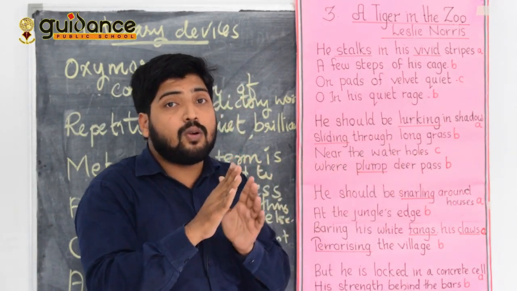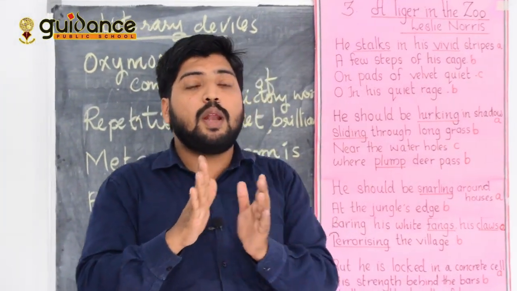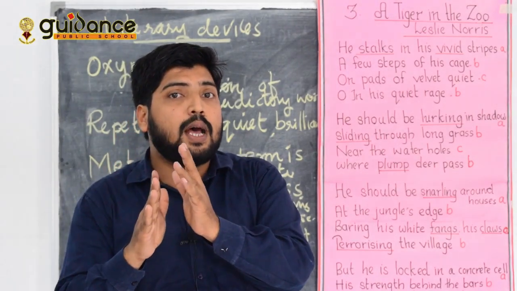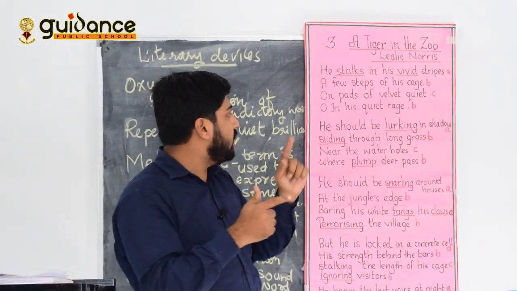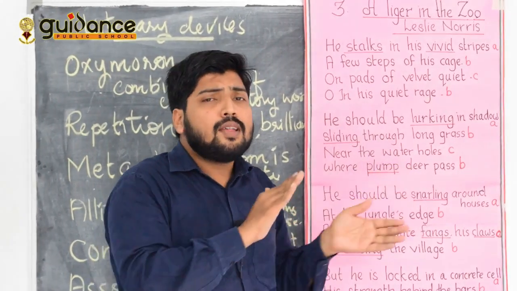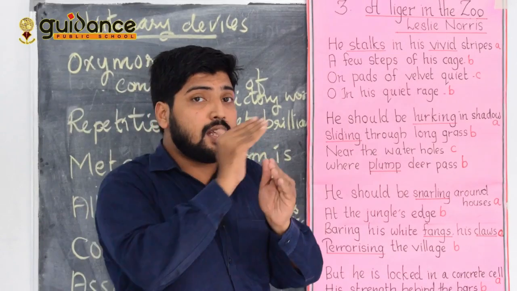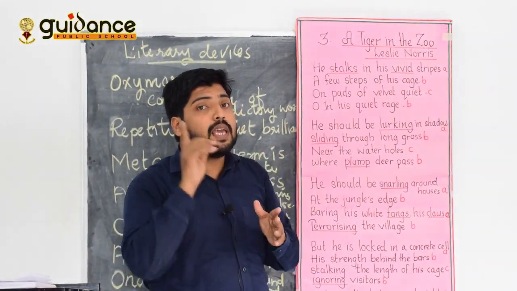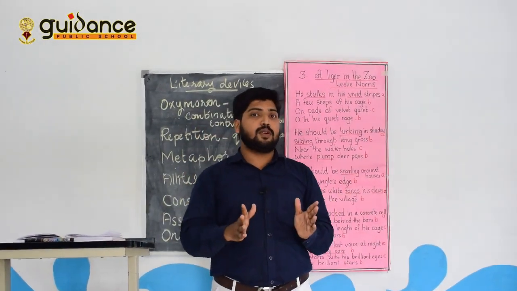Not walking on the grass, because when it walks, what happens? When it walks, the sound of the tiger may be heard by the animals who are passing there. So here the tiger only tries to slide through long grass. Sliding, not walking, because if it walked, other animals may hear the sound. Understand? I think you all have understood.